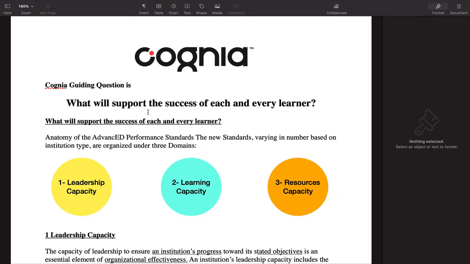So the main guiding question of Cognia accreditation is: what will support the success of each and every learner? So it focuses on the success of the learners, the individual learners, and this is the main concern or the main capstone of Cognia's guiding question.